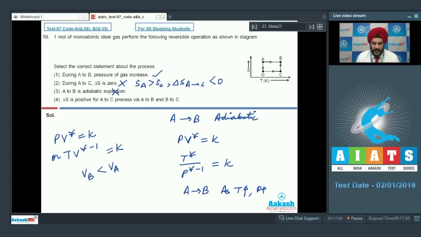If you look at the fourth option now, delta S is positive for A to C process via A to B and B to C. We had already seen that the delta S for A to C is negative. So the fourth statement is also incorrect. So for this question, the examiner seems to be interested in the correct statement, and we have to mark option 1 as the correct answer to our question. Let us look at the next question.